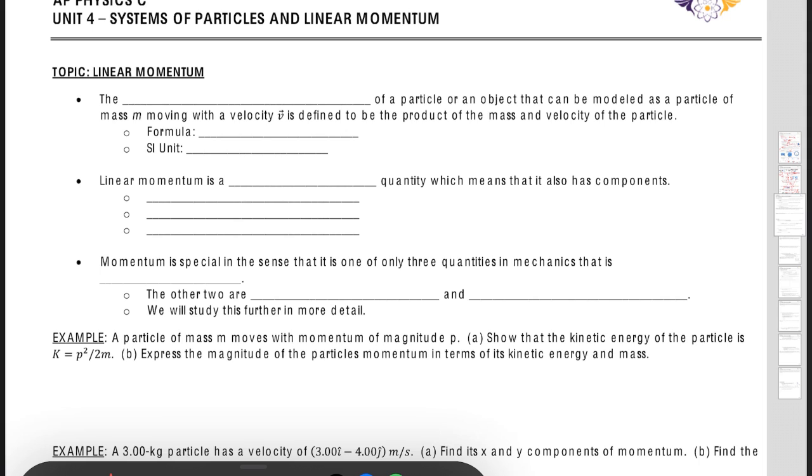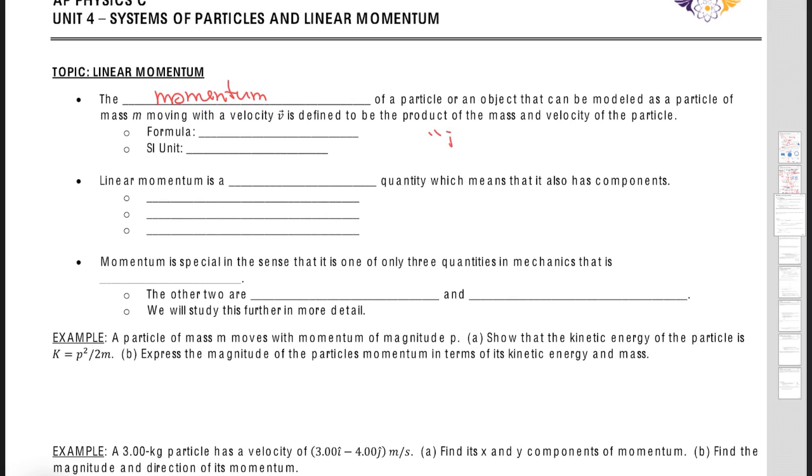If you've taken Physics 1, AP Physics 1, this is going to be a review. Or if you've taken even just an on-level conceptual physics class, this is a topic that is hit in those classes as well. This is going to focus around linear momentum. So the momentum of a particle or an object that can be modeled as a particle of mass m with a velocity v is defined to be the product of the mass and the velocity of a particle.